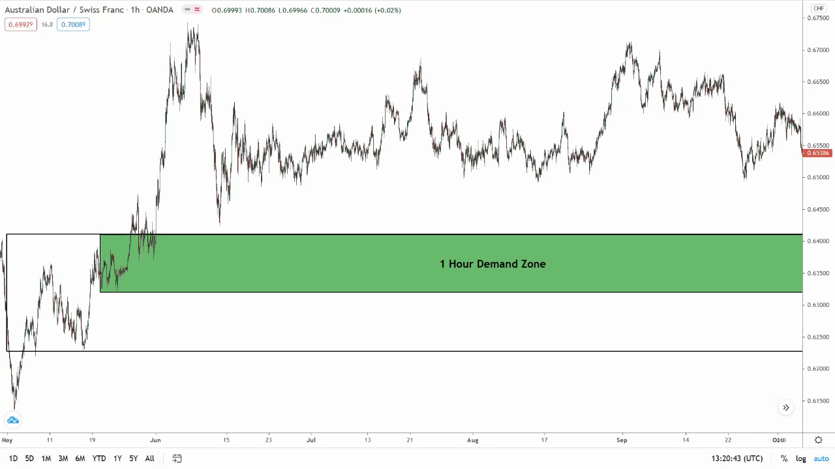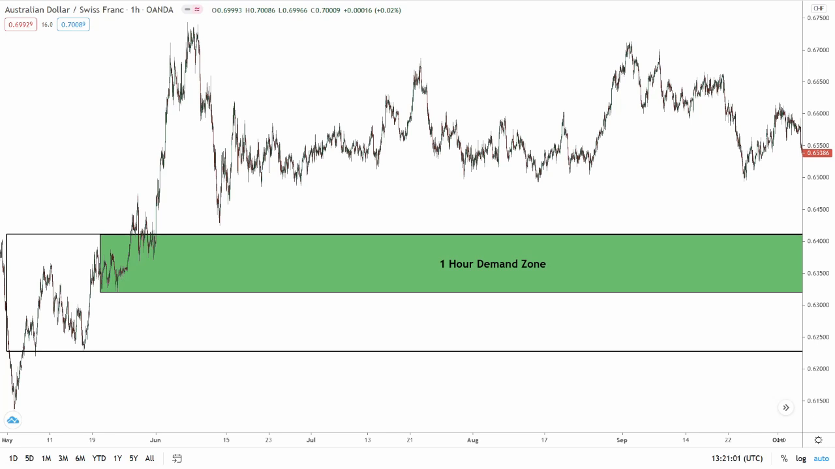Remember, lower time frames just give us a more detailed picture of what happened on the higher time frame. It's like looking at a picture from far away and then zooming in to see the details. From far away, you can't make out what's going on, but once you zoom in, everything becomes clearer. You can see the details of the picture. That's how time frames work in Forex.